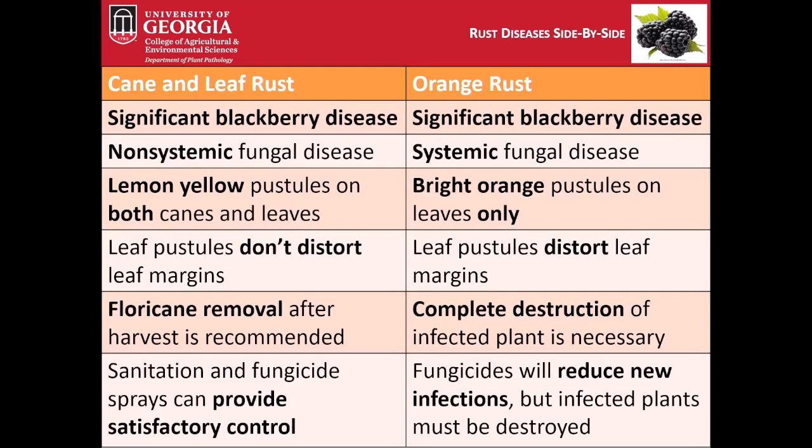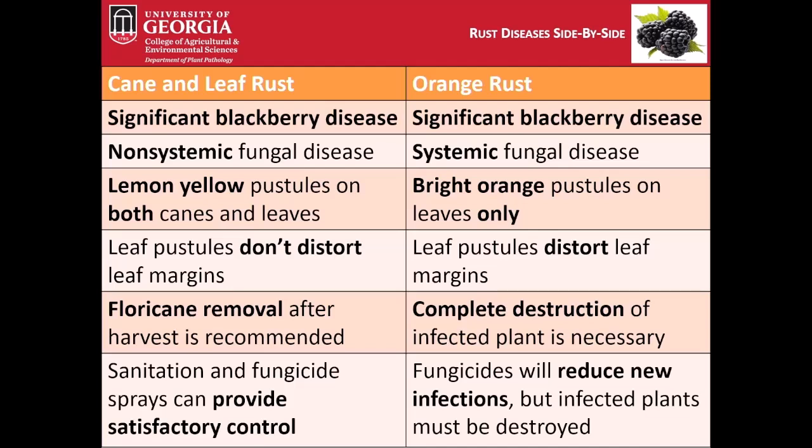So a quick side-by-side of these two rust diseases and the different things I've said. Both of these are significant blackberry diseases. There's not really a good rust to have, but the fact that orange rust is a systemic fungal disease makes it the worst one to have because it makes it more challenging to control. And cane and leaf rust, by contrast, is non-systemic. Cane and leaf rust pustules are a little more lemon yellow, and they're found on both canes and leaves. But for orange rust, these bright orange pustules are only found on the leaves.